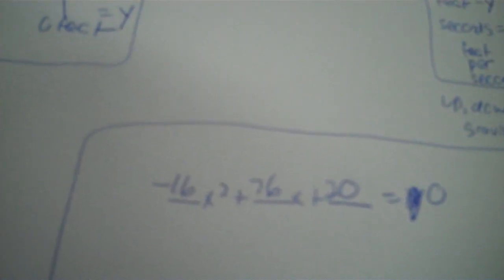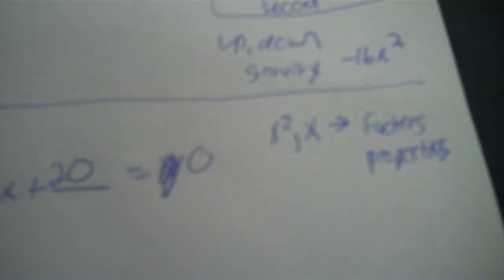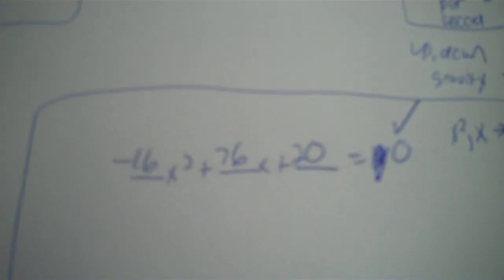Now it's not a story problem, okay? So you have x to the second, and you have x. So guess what? Not only you're using the factoring properties. Okay, factoring properties. How about you go through the list? List your solution set. It's not hard to do. It's the highest power on the x. It's 2. Make sure you're equal to 0. You are. Check it. Okay?